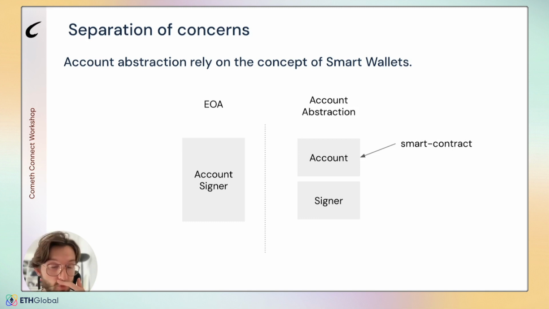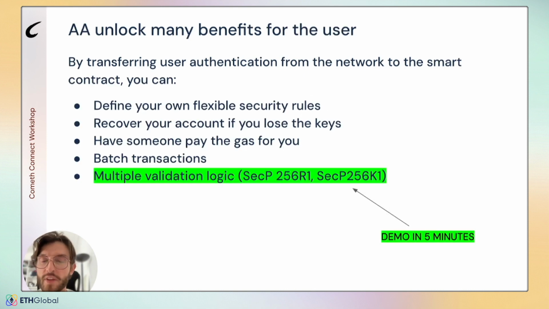In the case of account abstraction, you have a decoupling of the account and the signer. So you have a smart contract as the account, and you can have multiple signers for that same account, which means that, for example, if you lose one of the signers and you have another signer that is available, you still have access to your account, which is a big deal, of course.